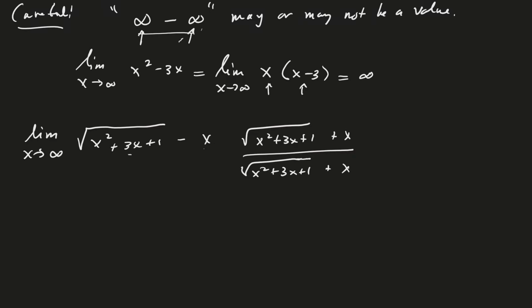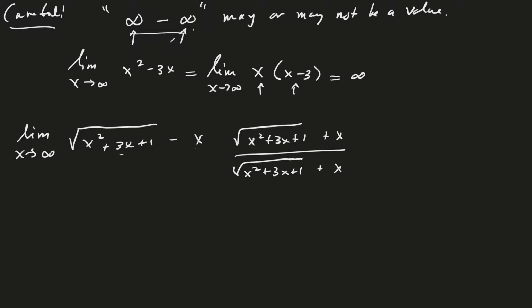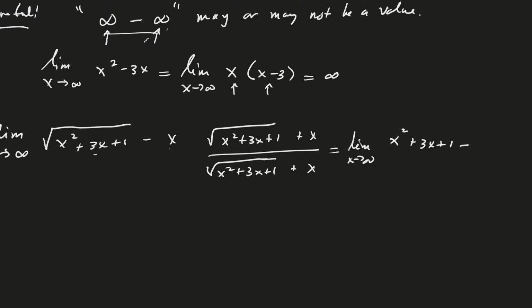Okay, now notice when you do that, what happens is the numerator becomes, do you remember how to do the algebra? A minus b times a plus b. We get x squared plus 3x plus 1, right? Minus the second thing squared, okay, and then divided by this, the denominator will stay the same. X squared plus 3x plus 1. Good. Alright.